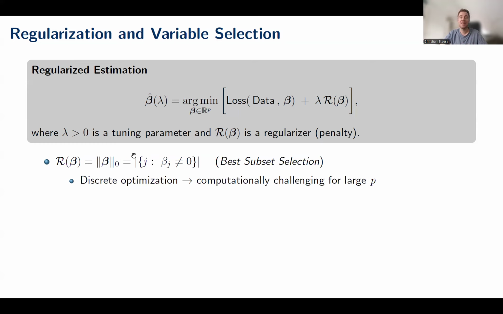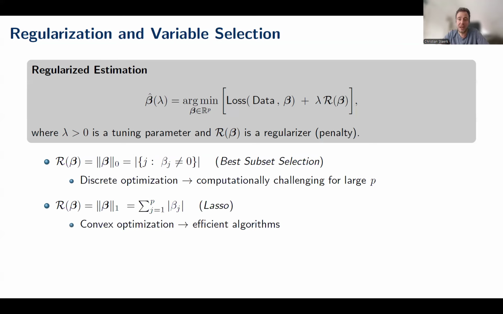But the problem is this leads to discrete and combinatorial optimization problems, which are very hard and computationally challenging to solve for large P. So now what is usually done nowadays is something like the lasso or variants of the lasso, where we replace the L0 penalty with an L1 penalty, which is just the sum of absolute coefficients. And you can show that you will also end up with sparse solutions. This is nice for interpretability, so you get variable selection.